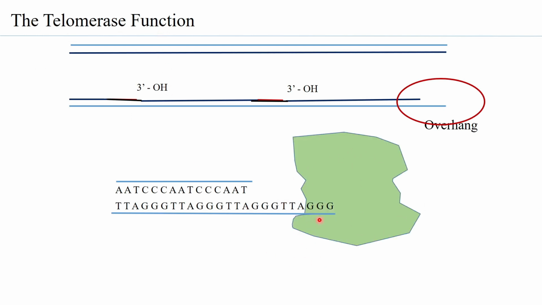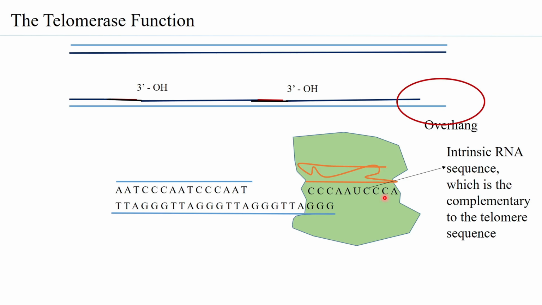So the telomerase comes and binds to the 3' overhang that is there because of the end replication problem. And once the telomerase comes and binds, the most important thing that happens is that within the telomerase is present an intrinsic RNA sequence, and this intrinsic RNA sequence is complementary to the tandem repeats that are present. So it is complementary to the telomeric region. So this RNA that is present inside the telomerase plays a very important role in carrying out the extension of the telomeres.